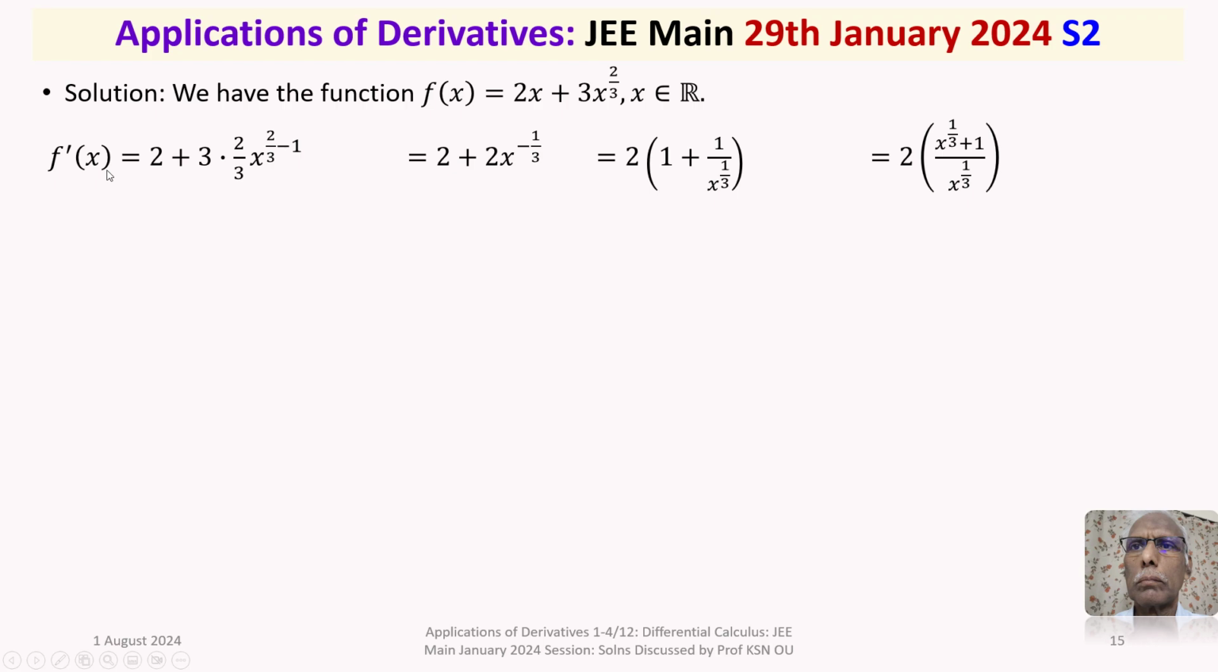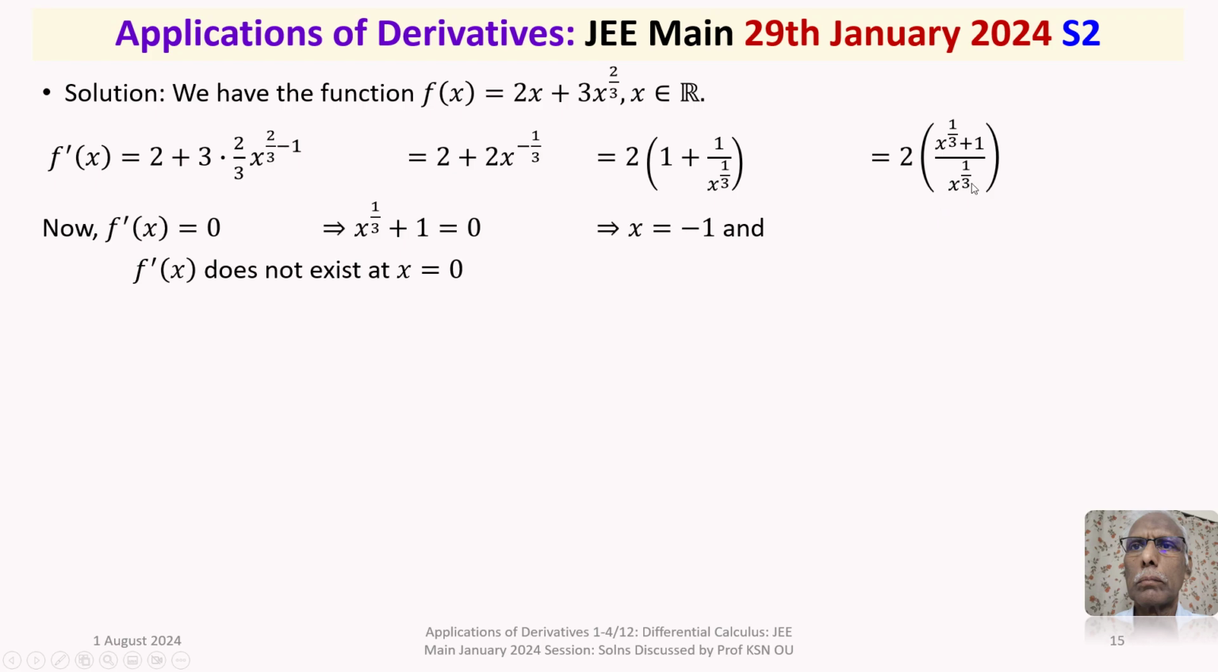And the critical point is also given by those points at which f of x is not differentiable. So now f prime x is equal to 0 will give you x is equal to minus 1, that is a critical point, and f prime x does not exist at x is equal to 0. Therefore x is equal to 0 is also a critical point. Therefore the critical points of f of x are x is equal to 0 and x is equal to minus 1.